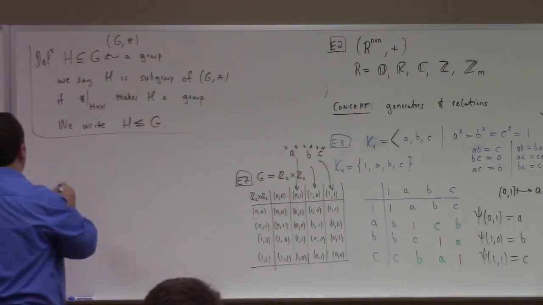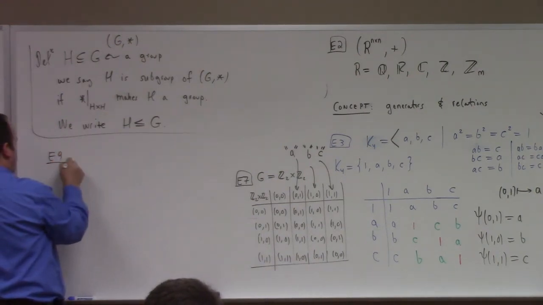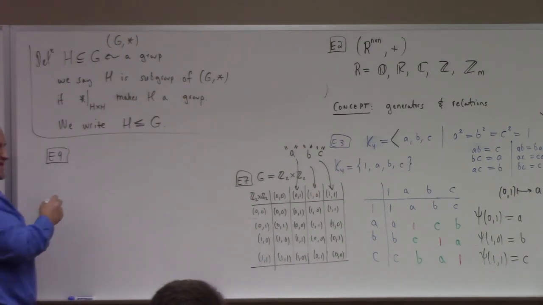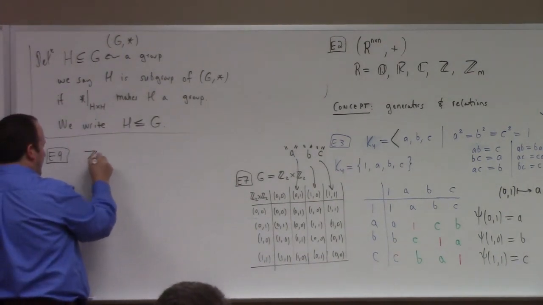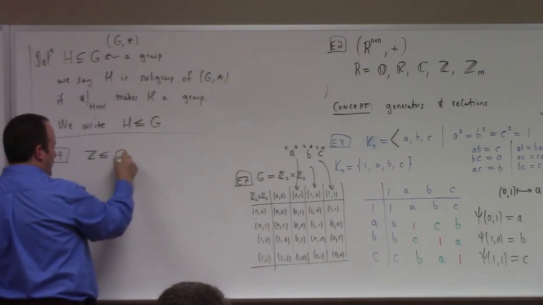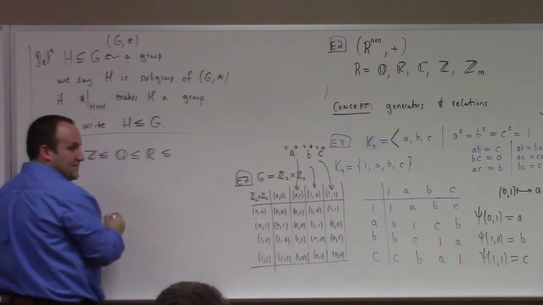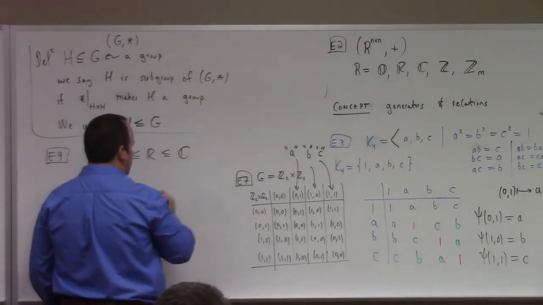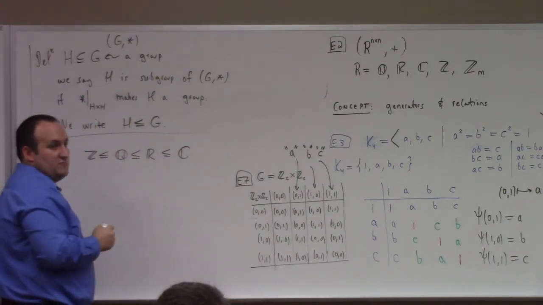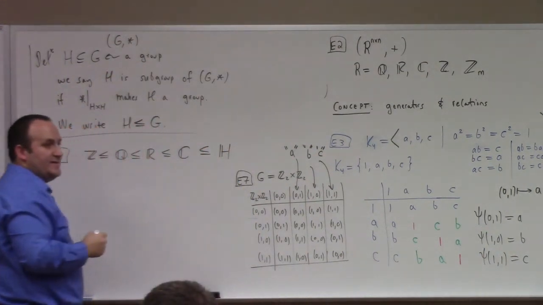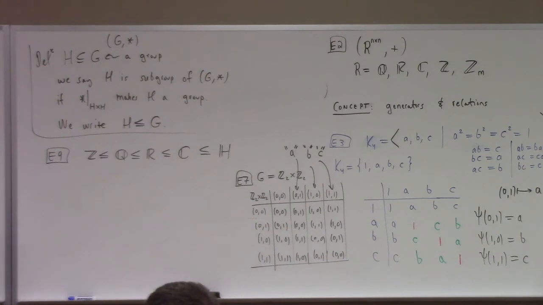Example 9. So here's a family of subgroups. Here's a chain of them. The integers are an additive subgroup of the rational numbers, which are an additive subgroup of the real numbers, which can be viewed as an additive subgroup of the complex numbers. Let's get crazy, which can be viewed as an additive subgroup of the quaternions. Oh, the quaternions entered the scene. Yay! We'll come back to those.